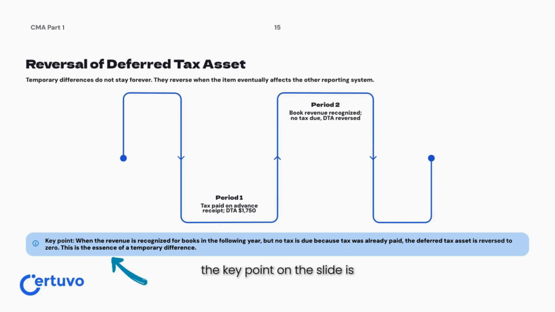The key point on the slide is when the revenue is recognized for books in the following year, but no tax is due because tax was already paid, the deferred tax asset is reversed to zero. This is the essence of a temporary difference. It creates a deferred tax effect now, and then that effect reverses later. Let's move to Slide 16.